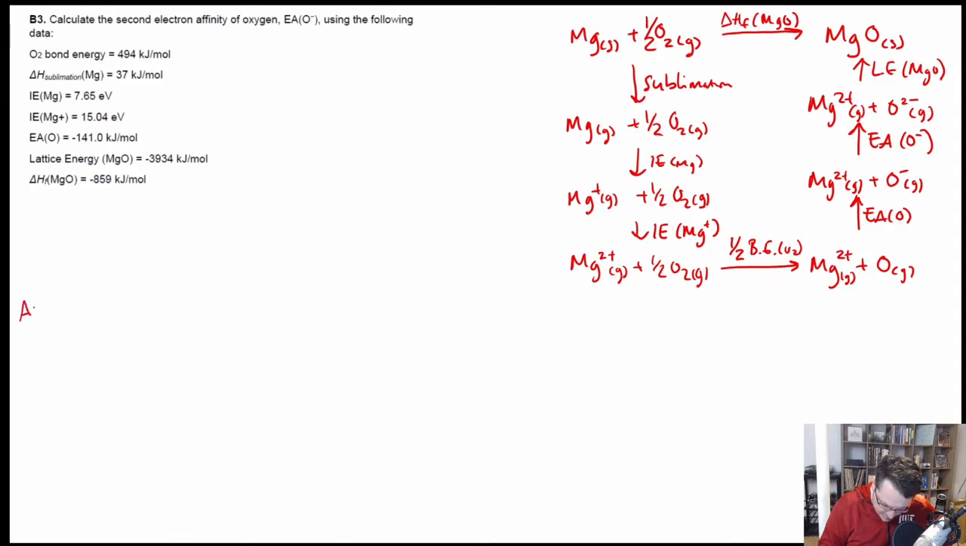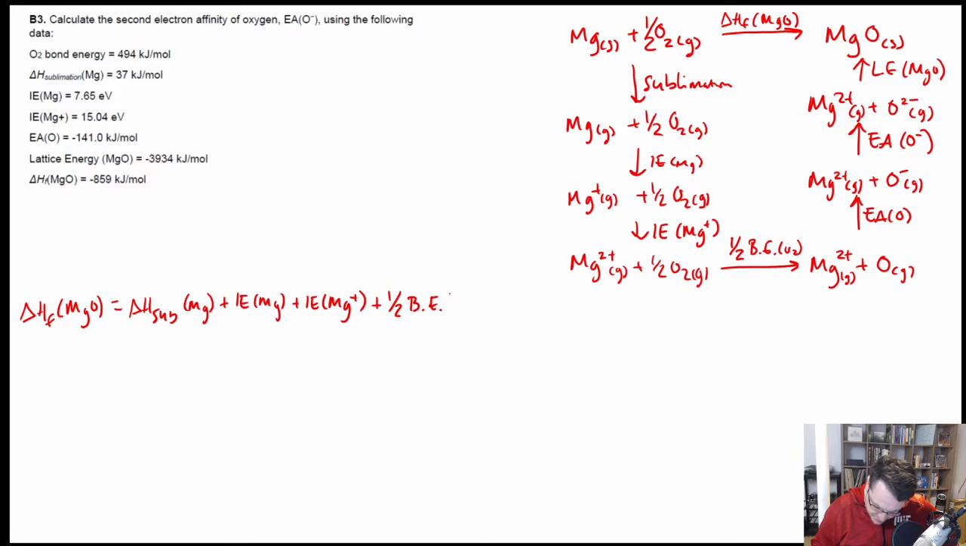So we go through, and so we have delta H, that looks like an A, delta H of formation of magnesium oxide is going to be equal to the delta H of sublimation of magnesium plus the first ionization energy of magnesium plus the second ionization energy of magnesium plus 1/2 of the bond energy of O2 plus the electron affinity of oxygen plus the electron affinity of O minus plus the lattice energy of magnesium oxide. Right? So that's that whole equation.